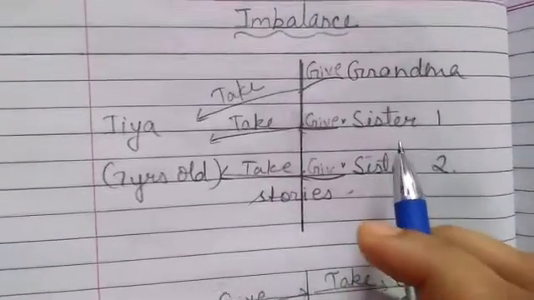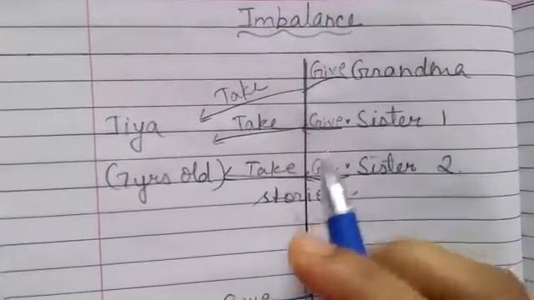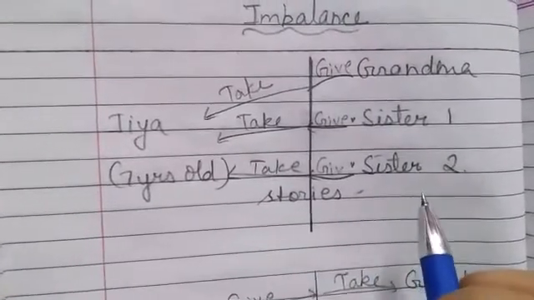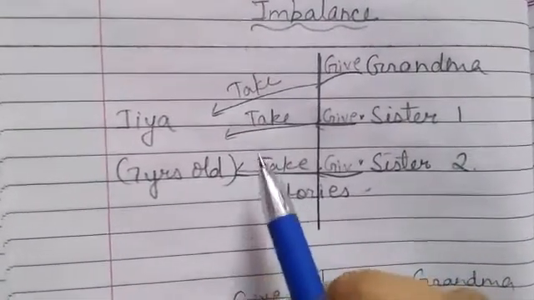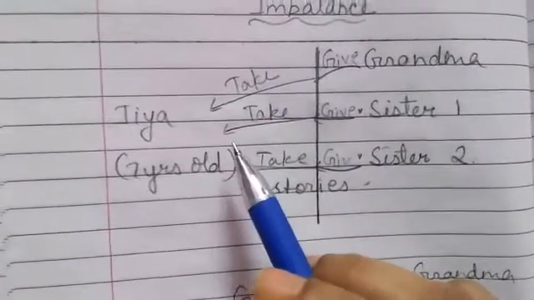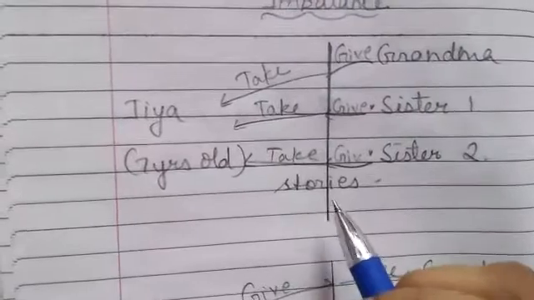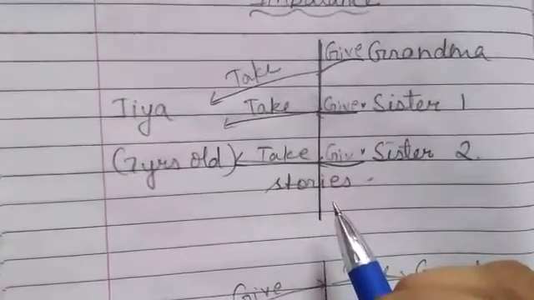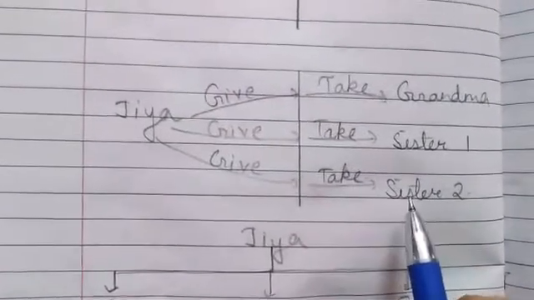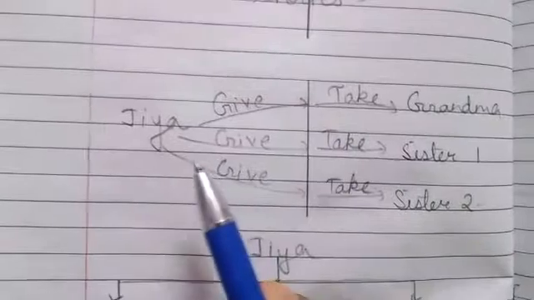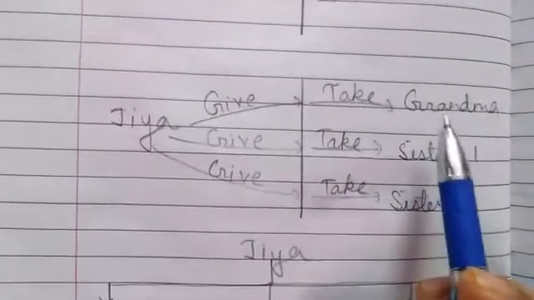Earlier grandma was telling 5 stories to Jia, which Jia was enjoying very much. Now grandma's sister 1 is also trying to narrate stories to Jia. Grandma's sister 2 also tries to narrate stories to Jia. Now Jia has to listen to 15 stories in a day, which is more than enough for her. She is not that fond of stories. Again, in return, all the three are expecting Jia to do the small tasks which Jia was earlier doing for her grandma only.